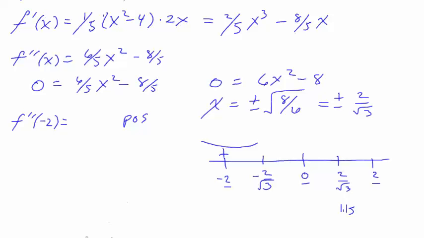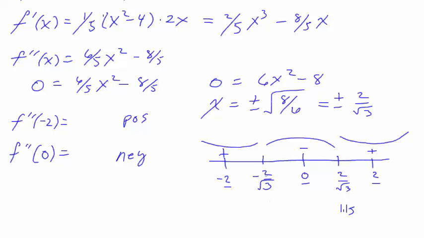Then what we're going to do is look at f double prime of 0. So we plug 0 in. Well, obviously that's a negative number, right? So that's negative, so we know it's concave down. And then of course plugging 2 in, it's not going to matter because this is squared right here. You square a negative, you just get positive. So we know this is positive, and it's concave up.